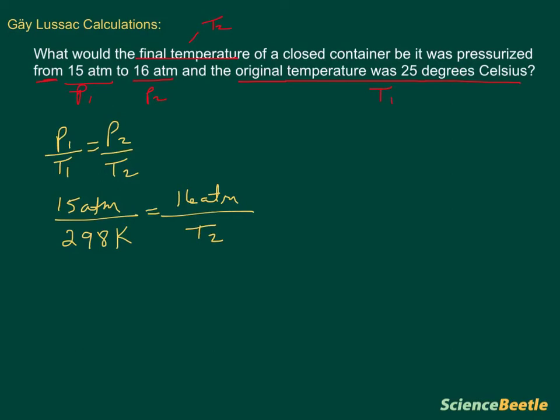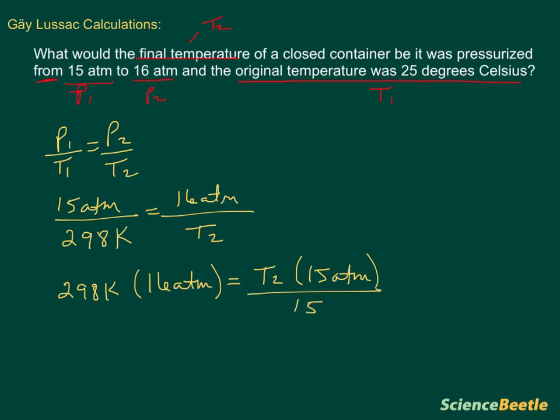So the first thing we need to do is go ahead and cross multiply. So we're going to do the following. We're going to take 298 Kelvin, and we're going to multiply this with 16 atmospheres. And this is going to be equal to T2 multiplied by 15 atmospheres. Okay. So since we've got T2 over here on the right-hand side, that's the variable we want. We want to get rid of the 15 atmospheres, so we're going to go ahead and divide by 15 atmospheres on the right, and we're going to repeat that process over here on the left. And notice here, if we do this, our units of atmospheres cancel, leaving us a temperature in Kelvin.